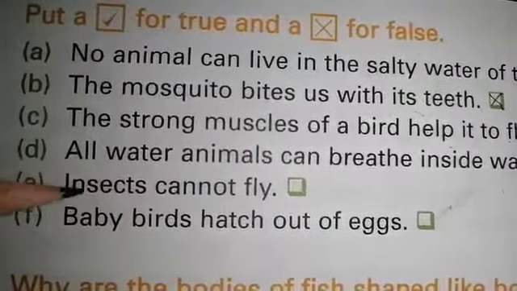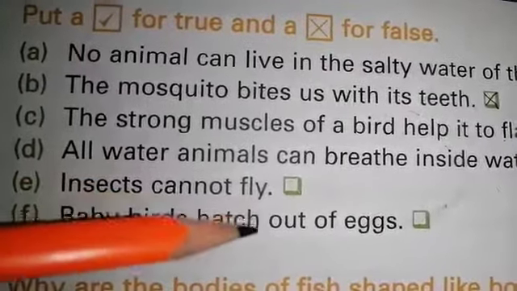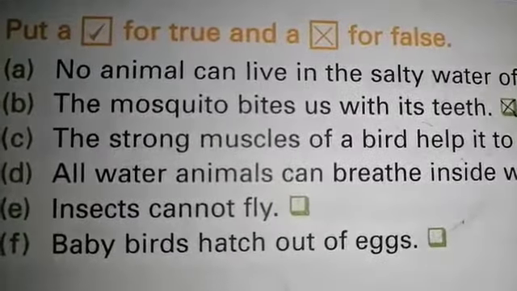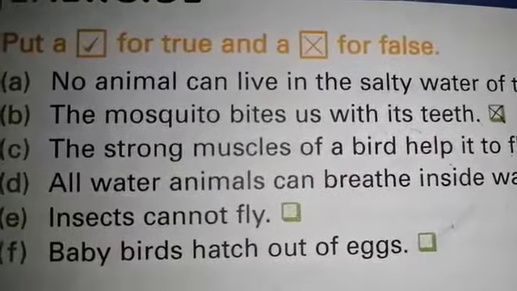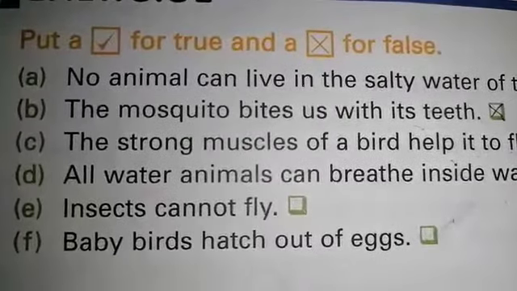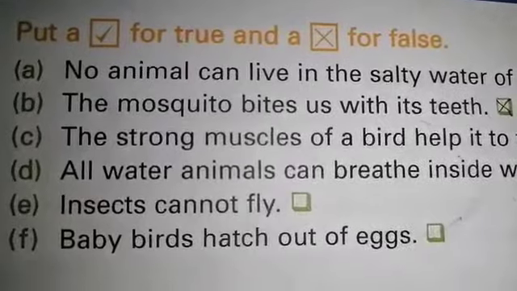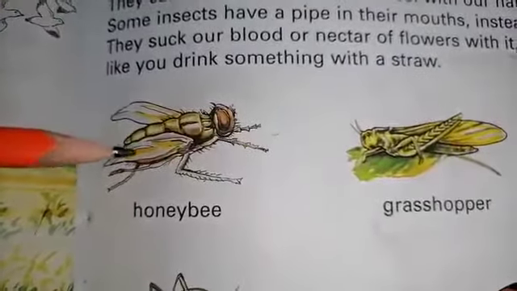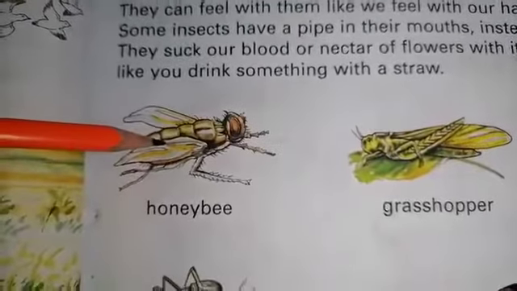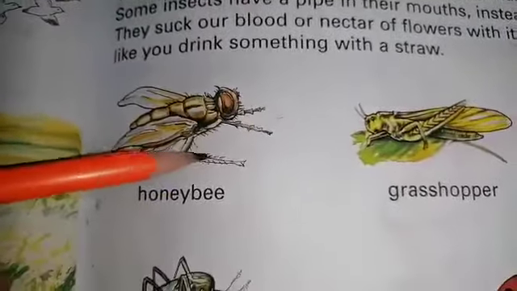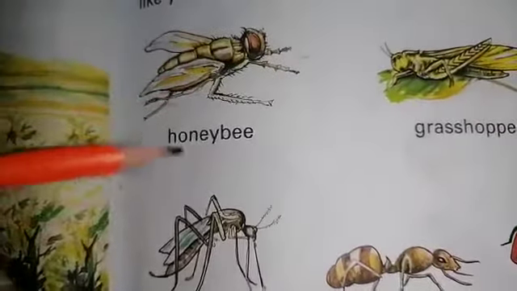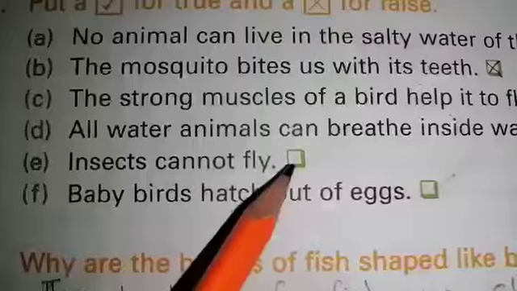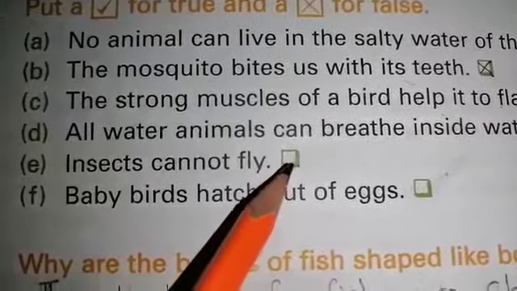Next is E. E is insects cannot fly. It's not a difficult question. We have already discussed. You can see insects in your daily life. So now you people tell me, insects cannot fly. Is it true or false? It is false, because insects can fly, just like the house fly, honeybee, mosquito. They have wings. So that means they can fly. So here we will mark cross, and cross means false.